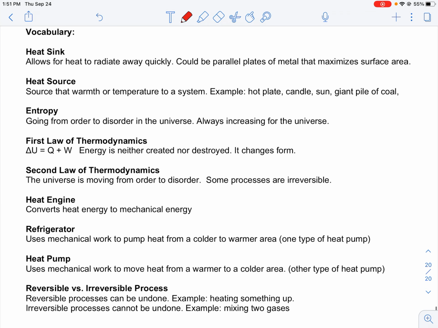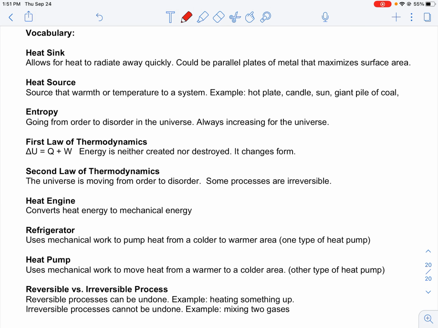All right, finally, on the last page here, I just have some vocabulary that I've talked about throughout the unit, and it would be good to make sure that you understood and knew what all of these words mean. Heat sink, heat source, entropy, the first law of thermo, the second law of thermo, heat engine, refrigerator, heat pump, and reversible and irreversible processes.